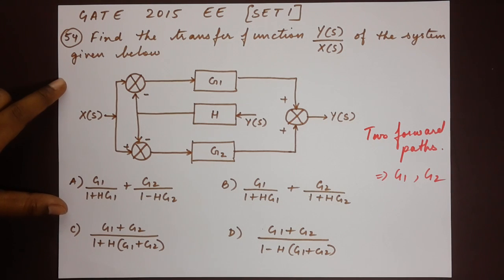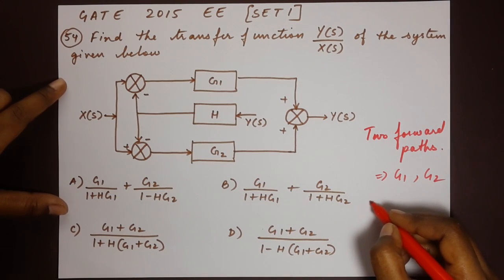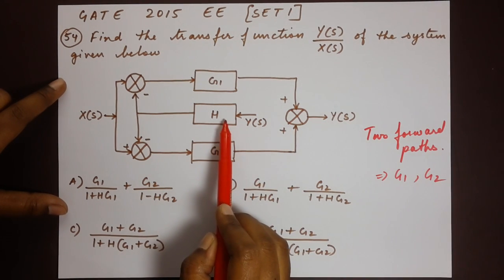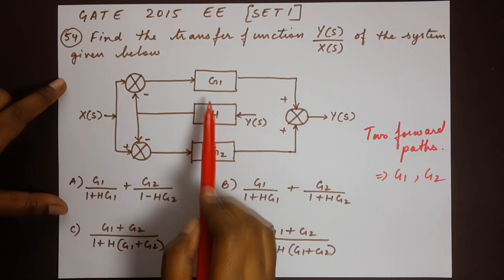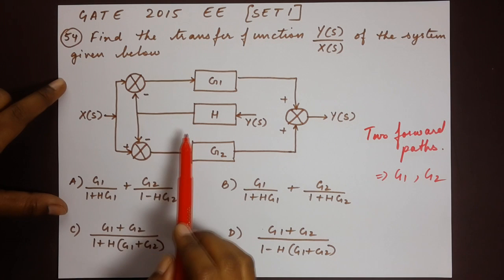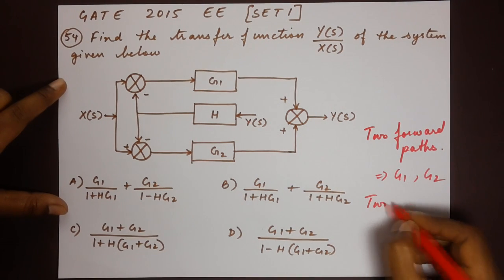Now the next step is to find out the loops, the loop gains. I'll write that down here as well. So let's see how many loops we have. From Y(s) we have a feedback H which goes to both G1 and G2. So that means that we have two individual loop gains. So two loops.